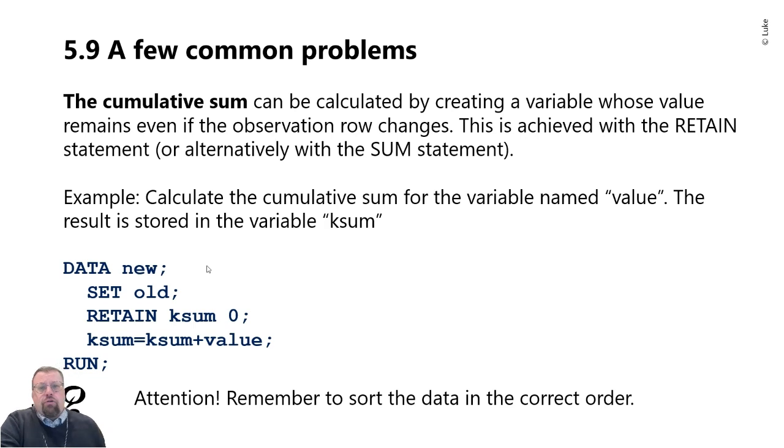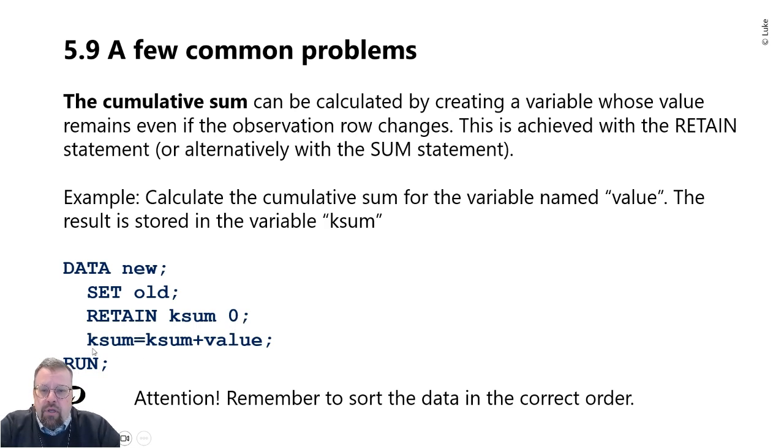So in this example, we are calculating a cumulative sum for the variable named value, and the result is stored in the variable k sum. What we are doing here is we first have the retain statement where we introduce this k sum as this kind of cumulative variable. And we can also give it an initial value, which will be 0 in this case, so we want to start the summing from 0.